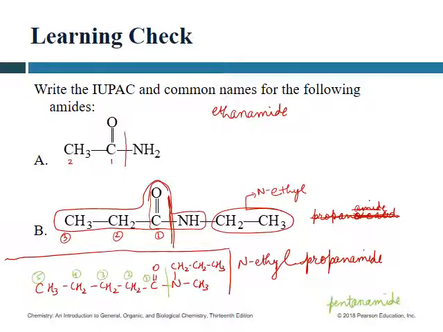Then we have our substituents on nitrogen. This is 1 carbon, so methyl. This is 3 carbon, so this is propyl. Where are they located? On N. So this is N-propyl and methyl. Who comes first? Methyl comes first, because we go by alphabetical order. M comes first, so it would be N-methyl-N-propylpentanamide.